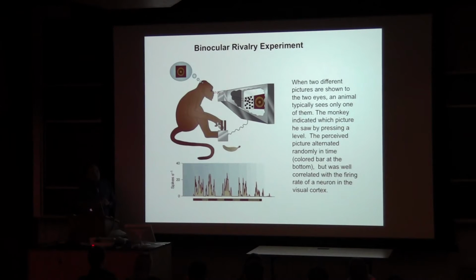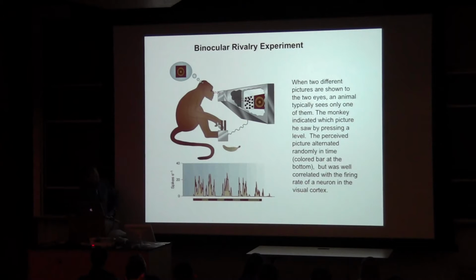What not everyone knows is that if the two pictures are radically different, there's no way you can fuse them. In that case, you actually have competition. So in this case, this animal looks at two pictures that are very different. There's no way you can fuse them into a 3D image. So what happens is that perceptually, you only see one. In this case, the animal just sees this wheel-like pattern. But this percept is also switched spontaneously, based on the internal dynamics.